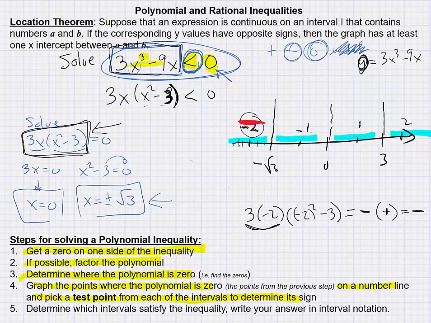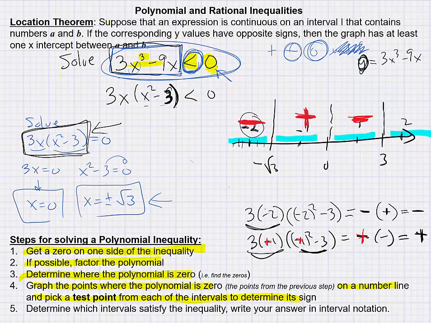I do the same thing for negative 1. I plug that into the expression. So 3 times negative 1 squared minus 3. And I see what happens. This will be negative. This, which is 1 minus 3, will also be negative. So I would actually end up getting a positive. And so this yields a positive value. I'll continue that. I'll plug in 1. So if I plug in 1, the only difference is this is positive 1, this is positive 1. So this will be positive. And this would be negative. So I get a negative.